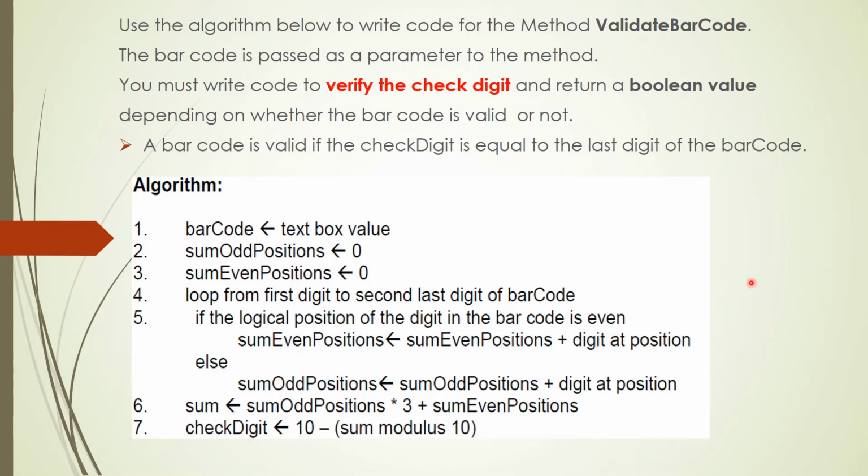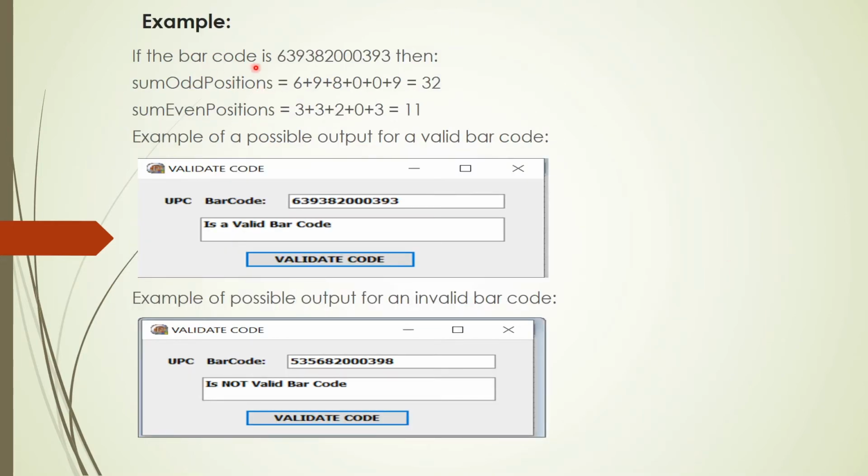Okay, let's continue. If the barcode is 6393820000393, then for the sum of the odd positions, remember, a string starts at index 1. So index 1, index 3, index 5, index 7, index 9, and index 11. You're summing up those values to give you 32.